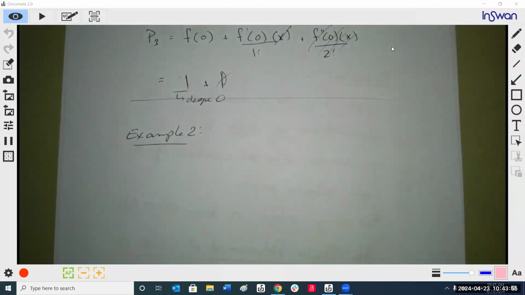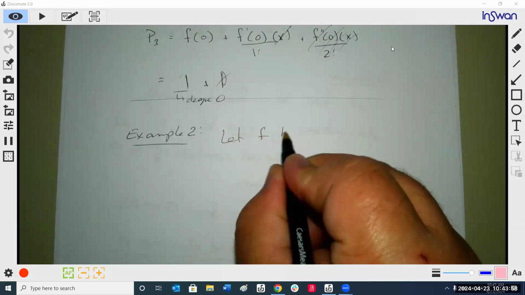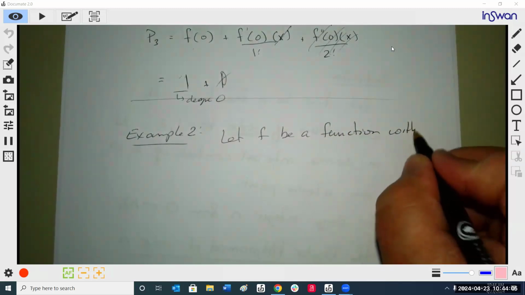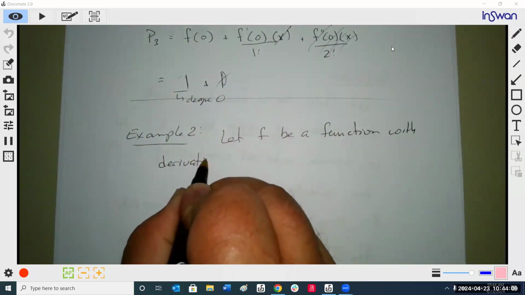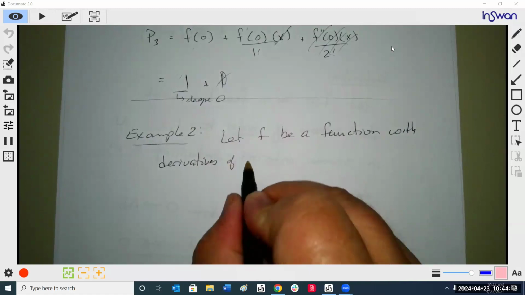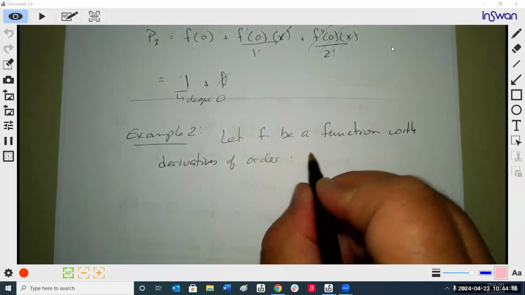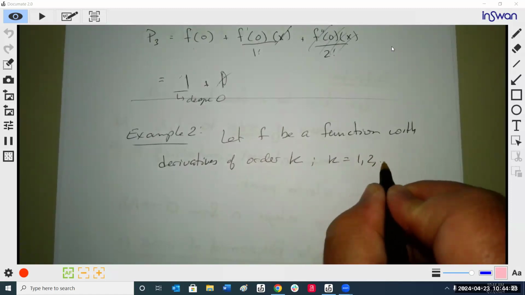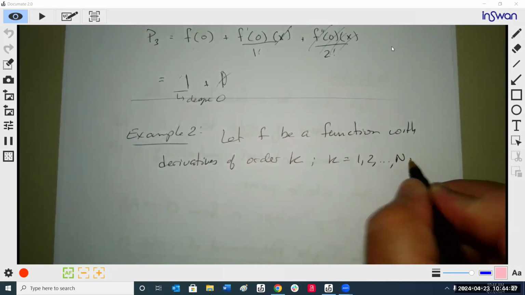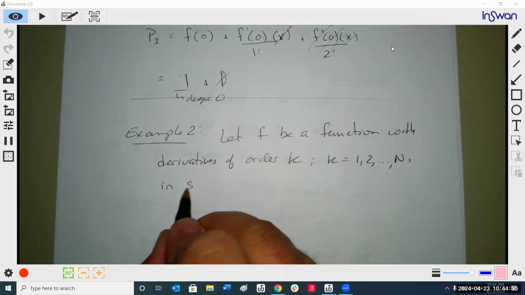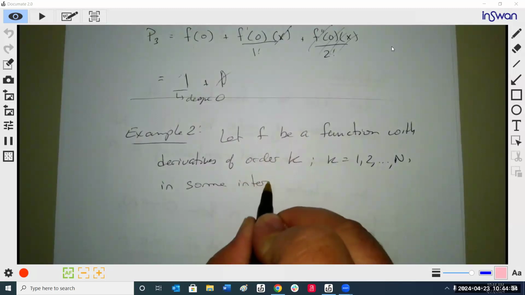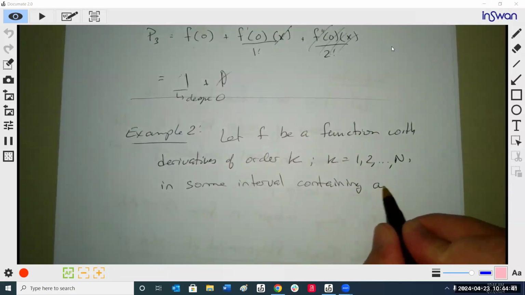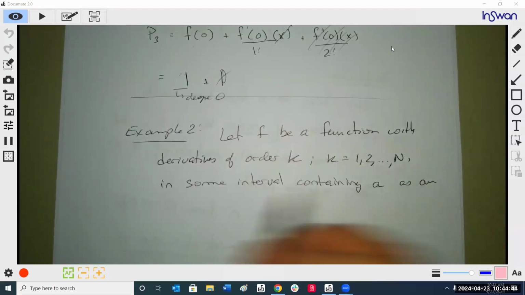Example 2. Let f be a function with derivatives of order k, k equals 1, 2, all the way up to n, in some interval containing a as an interior point.